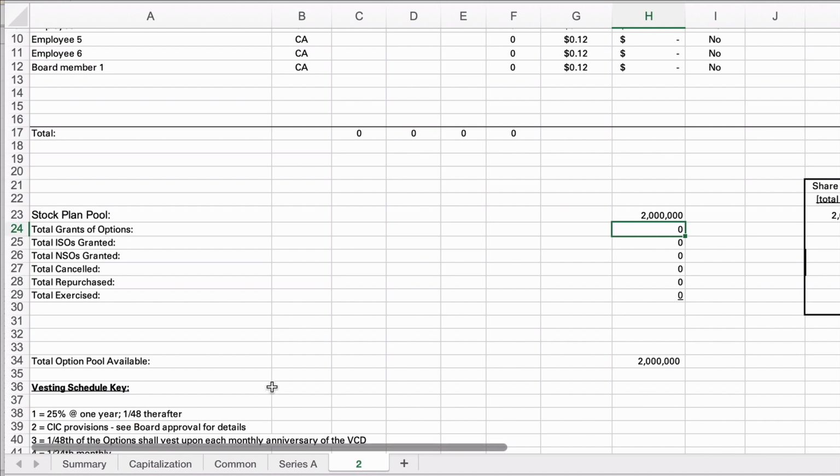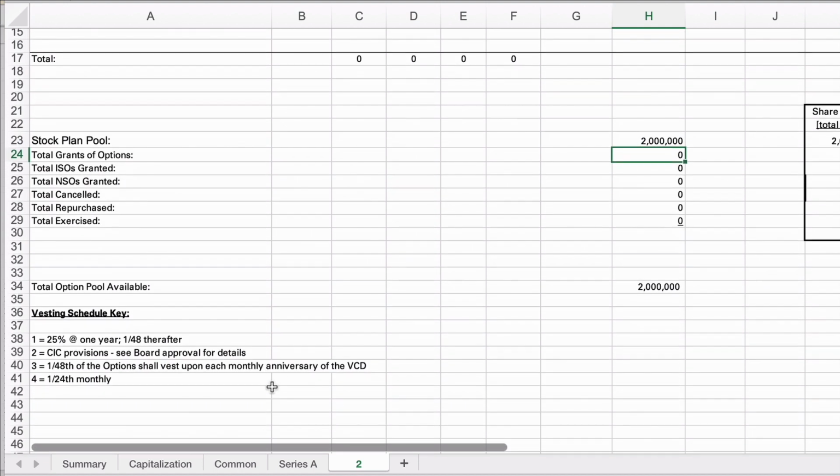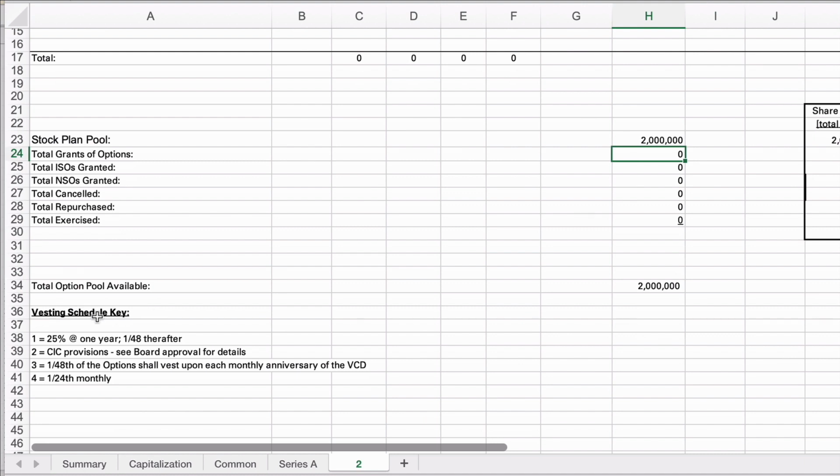So how does this look? Now, by the way, let me get to one other thing here. Also, have a key for your vesting schedule. Notice what I've done here. I've got a key here so people can understand what's going on.